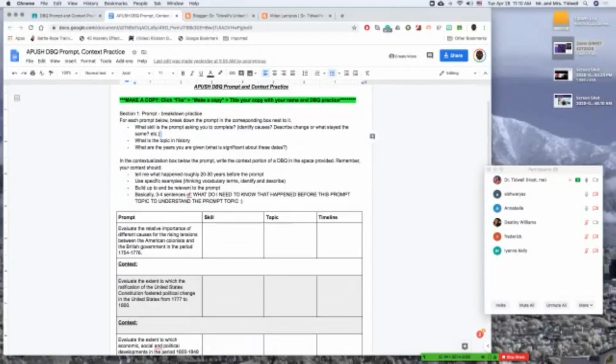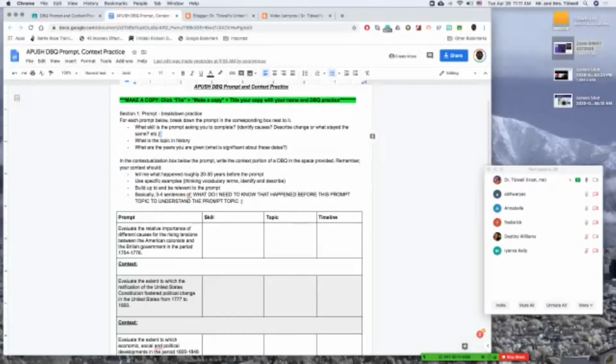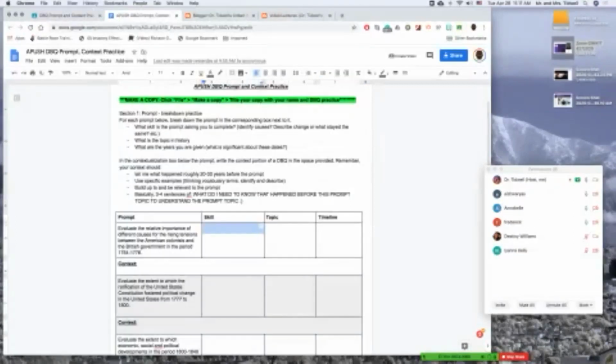I'm asking anybody on the call. What skill is this prompt asking you to do? Compare. Okay, yeah, you're comparing. What else? Causation. Yes, you're doing causation. I hope you guys are writing that in the skills section. As we're doing this, write this down in the skills section. We're doing the first one together. So we got compare, we got causation. What else?